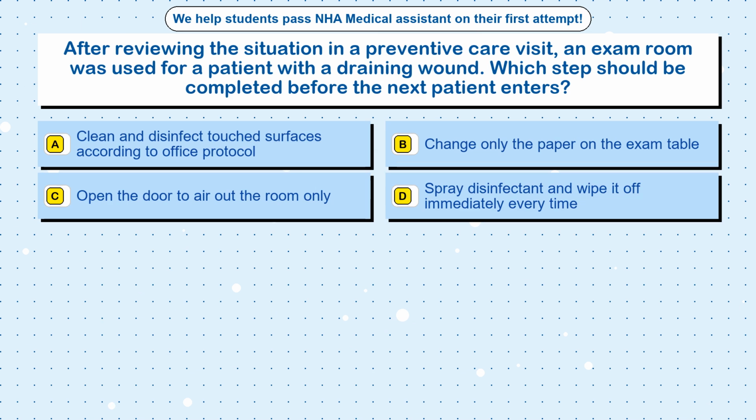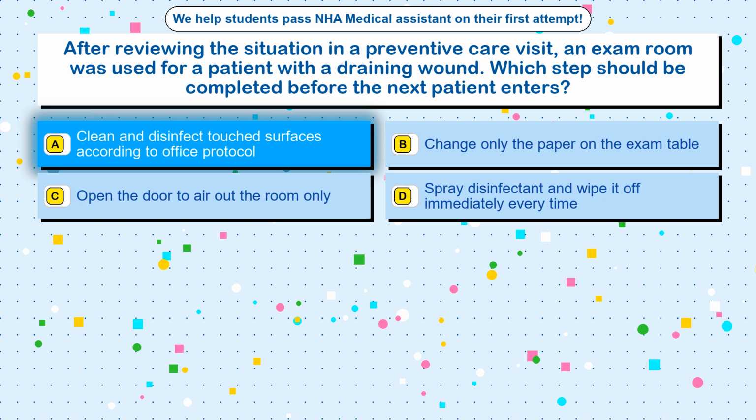Question 91. After reviewing the situation in a preventive care visit, an exam room was used for a patient with a draining wound. Which step should be completed before the next patient enters? Option A. Clean and disinfect touched surfaces according to office protocol. Option B. Change only the paper on the exam table. Option C. Open the door to air out the room only. Option D. Spray disinfectant and wipe it off immediately every time.